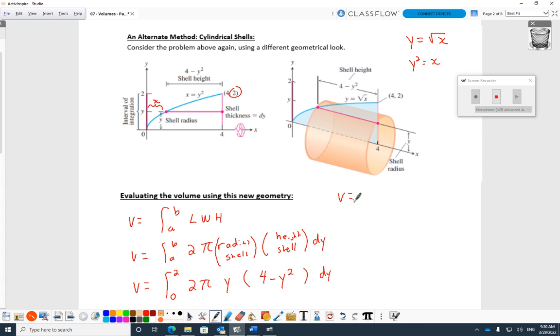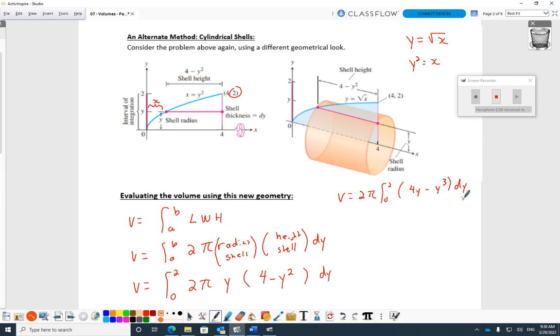Volume, and really hope I get the same answer. That would prove that this method works, if I get the same answer. So bring the 2 pi out front. Keep the 0 to 2 in there. Multiply out what's left, 4y minus y cubed.